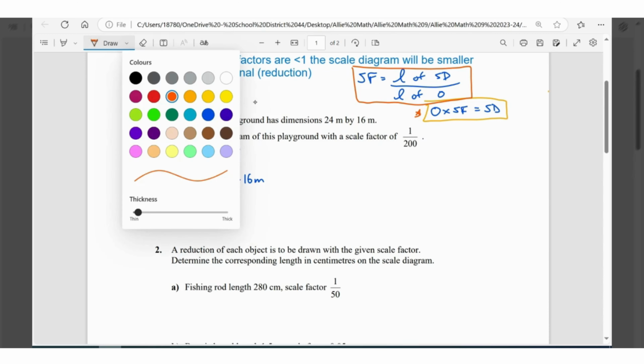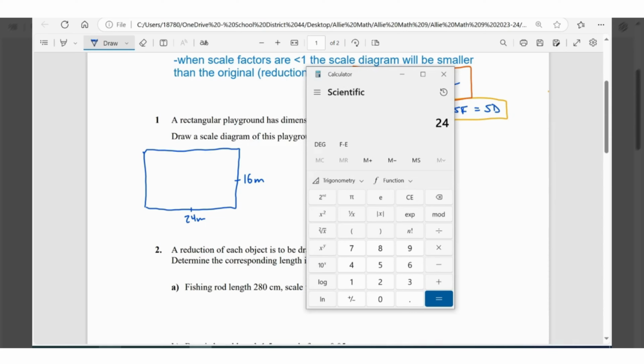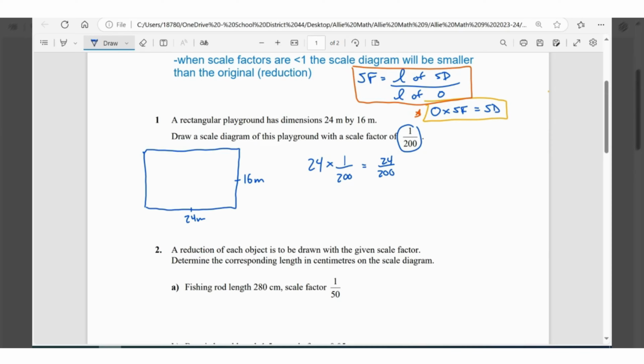So we have the original. Let's use blue. We have the original, so 24 meters. We're going to times it by our scale factor, 1 over 200. And we'll get 24 over 200. And I'm going to make this into a decimal. I'll show you why. So let's go 24 divided by 200. And we get 0.12 meters.